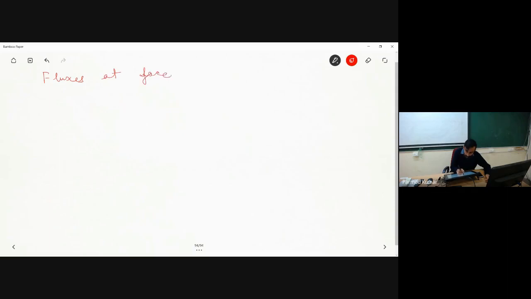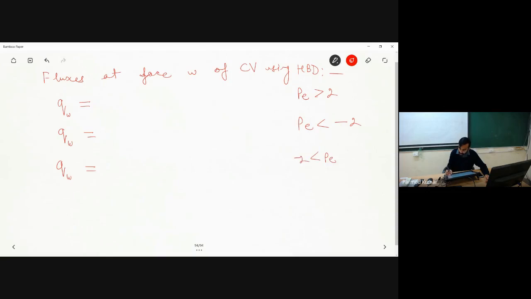Now, can you tell me, if I have to calculate fluxes at face W of the control volume using the hybrid differencing scheme, what will be the value of flux QW? I want to obtain this QW for 3 different situations. First is Peclet number greater than 2. Second is Peclet number less than -2, and third is Peclet number within -2 to 2. Can you tell me the flux at face W?